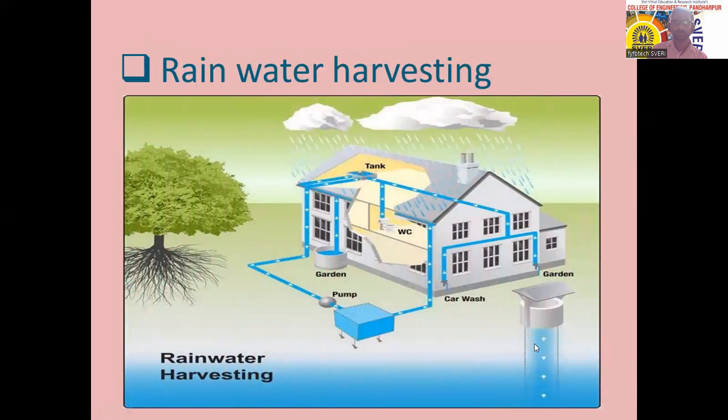One point is rainwater harvesting. In the next class we will study rainwater harvesting purely: how rain will occur, how to store that entire water in one particular place, how it is pumped to the water tank, and how it is transferred. This is one schematic figure. If it is asked in the exam, explain rainwater harvesting, what points you have to include, we will see in the next class. Okay?